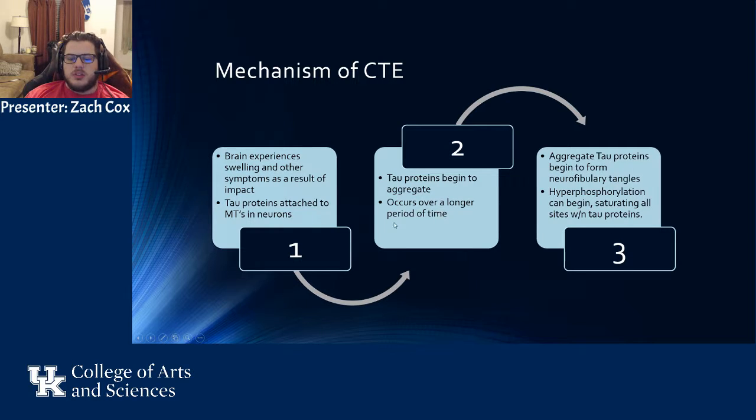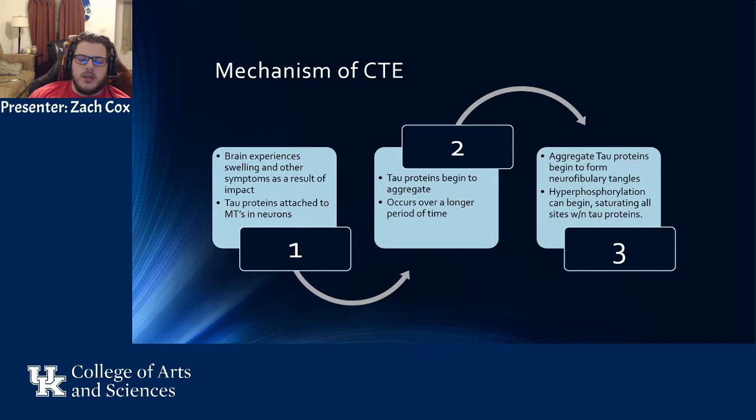And this is the second step, but it is a very, very long and slow step, because there's no true identifier as to how much force or how much impact it takes to remove the tau protein, but it will happen over time. And so now, once these tau proteins fall off, the next step is they begin to aggregate, and they produce NFTs, or neurofibrillary tangles.